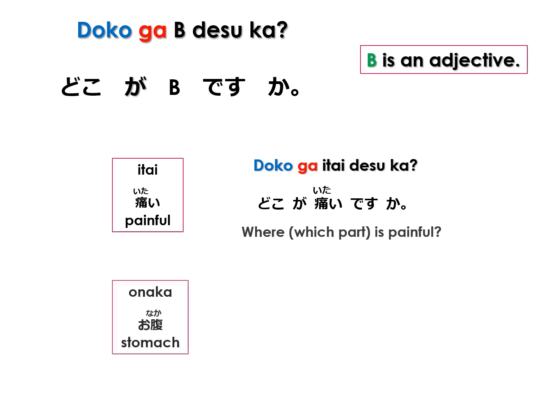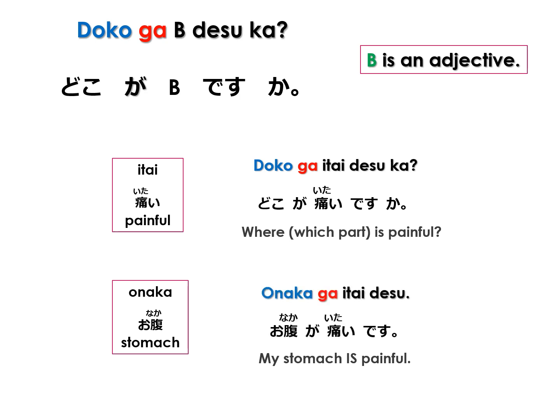Now let's say your stomach is painful. Stomach in Japanese is onaka. How would you say, it's my stomach that's painful? That's right, you'd say, onaka ga itai desu.